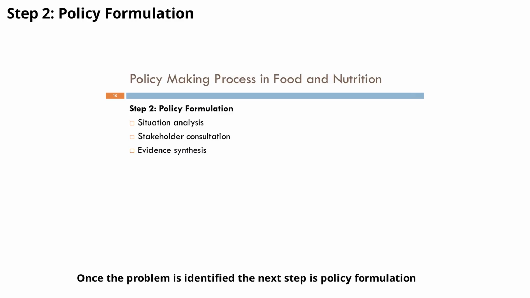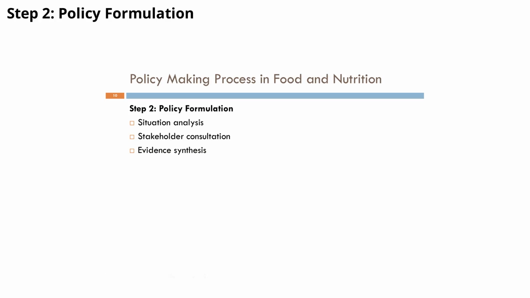Once the problem is identified, the next step is policy formulation. This stage includes conducting a situation analysis, consulting stakeholders, and synthesizing evidence. Stakeholder consultation ensures that diverse perspectives are considered, while evidence synthesis helps in designing effective and feasible policy options. This collaborative approach increases the likelihood of successful policy adoption and implementation.